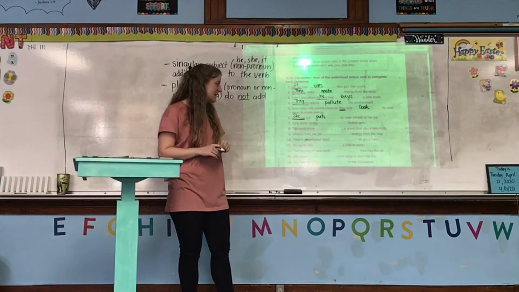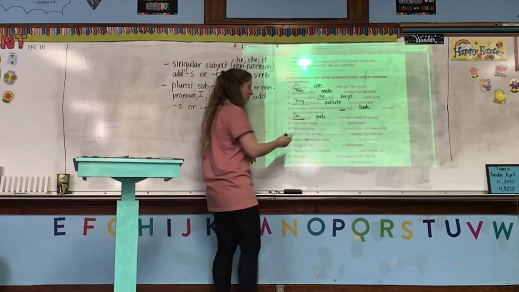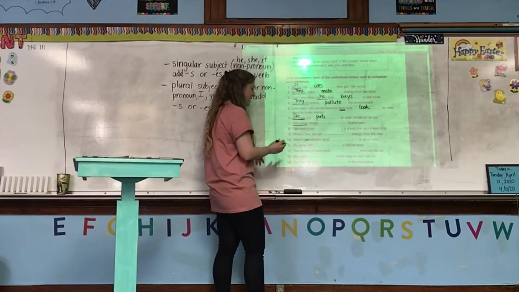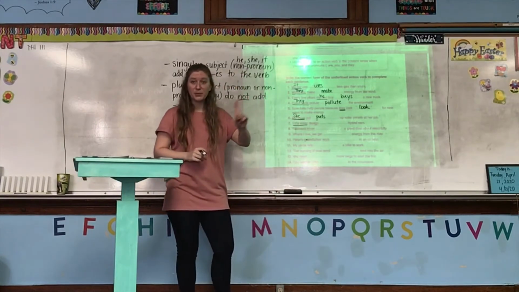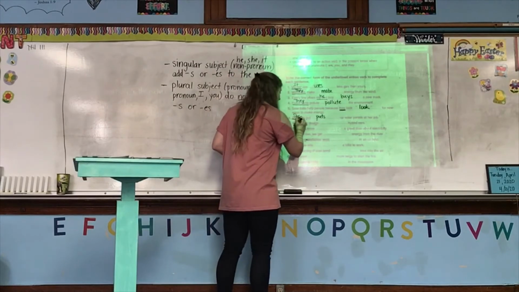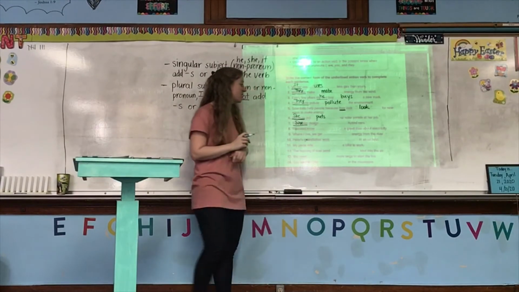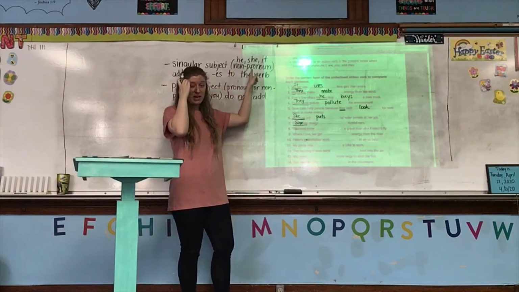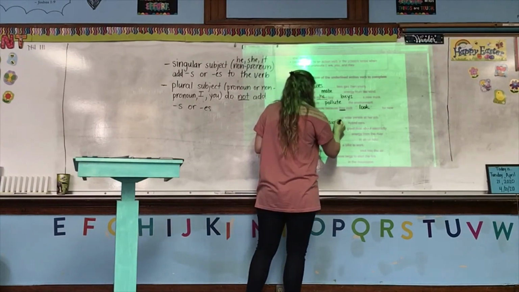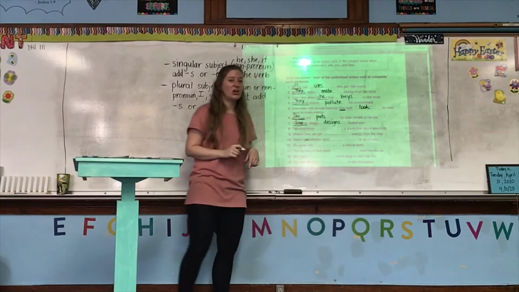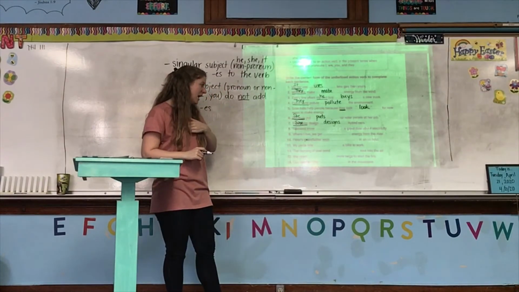Number 7, Ed's sister design hybrid cars. Well, we know Ed's sister is the subject because that's who's doing the action. Ed's sister, one person, it's a girl. So we can replace it with she. And then we know if we have she, we add an S. So it is she designs hybrid cars.